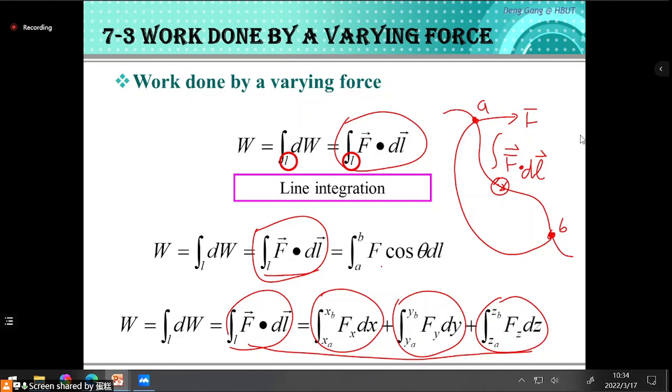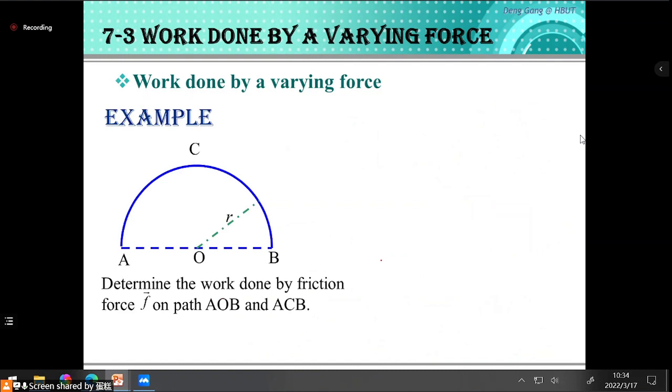So that's how we calculate the work done by a varying force. We calculate the work done by the components, and then we calculate the sum. If the force is not a constant force, you need to use the integration to calculate it. Okay, let's check this example.